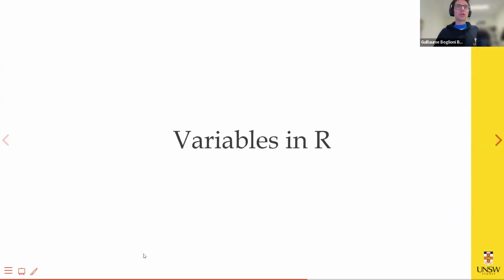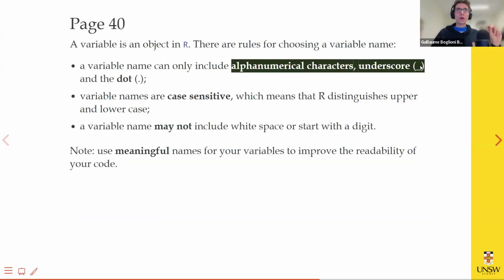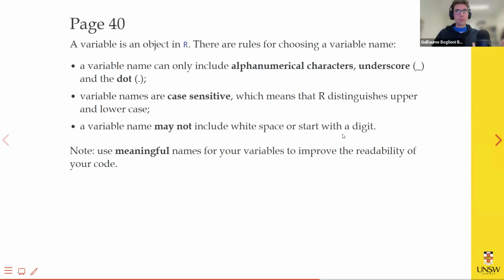Now variables in R, just a few comments. We've already created variables. When we wrote, for example, x arrow 2, we created a variable with name x. And so the point here is that you can name your variables whatever name you like. But well, there are a few rules. Those are hard rules. You need to follow them to name your variables. Let's review them. A variable name can only include alphanumerical characters, underscore, or the dot. So letters, numbers, underscore, and dots. That's it. You're not allowed to use any other special characters like, I don't know, star or things like that in the names of your variables.